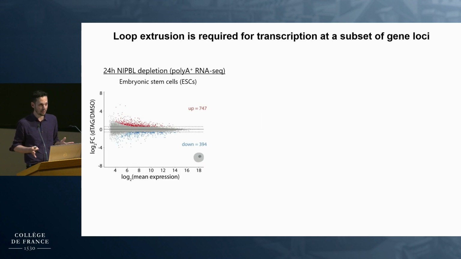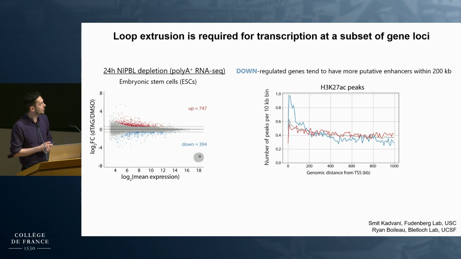So we started with a very vanilla experiment, just did a plain RNA-seq 24 hours after depleting NIPBL. And we see lots of genes that go up and lots of genes that go down. When we started to look at the correlation between epigenomic marks and the genes that go up and down, we noticed a trend, and really it's the only pattern that sort of popped out. Here, on the y-axis, the number of H3K27 acetylation peaks, and you see how it is enriched within maybe 100 to 200 kilobases of the genes that would go down after NIPBL depletion.